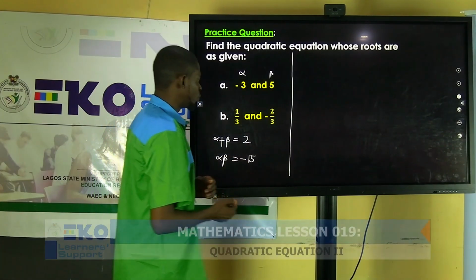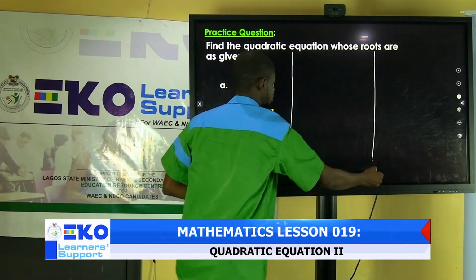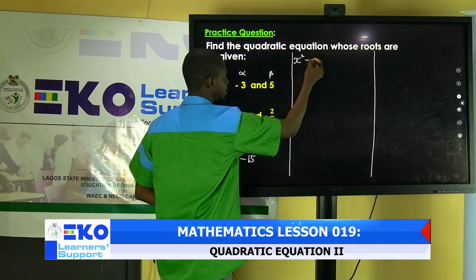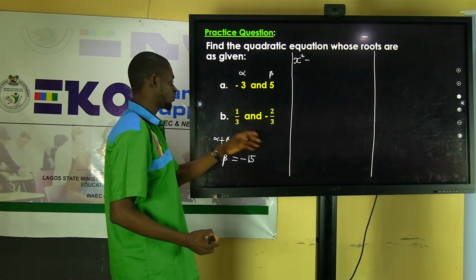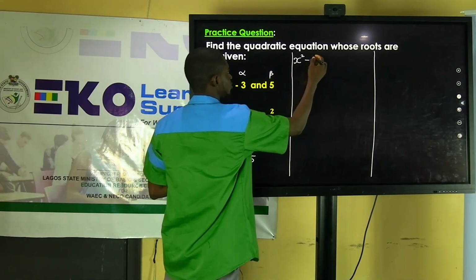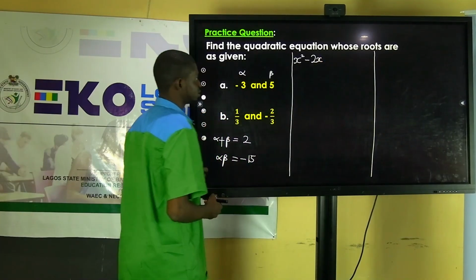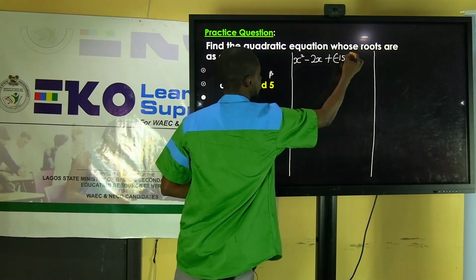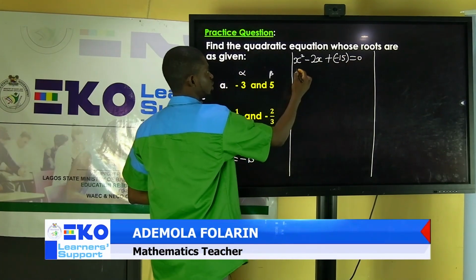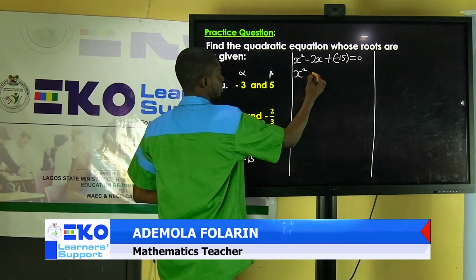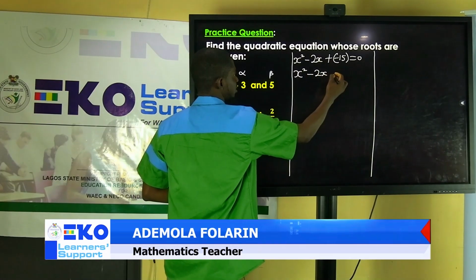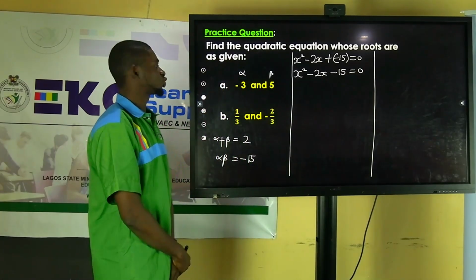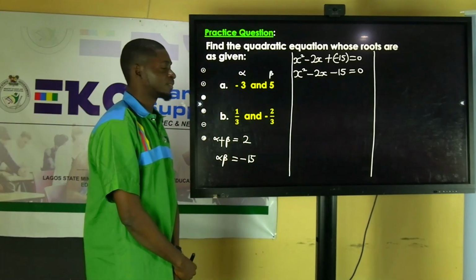Now that we have this, we can now put it in a quadratic equation where we say x squared minus the sum of the roots. That will be 2x plus the product of the roots equals 0. So it becomes x squared minus 2x minus 15 equals 0. Isn't that interesting? Yes, it is.